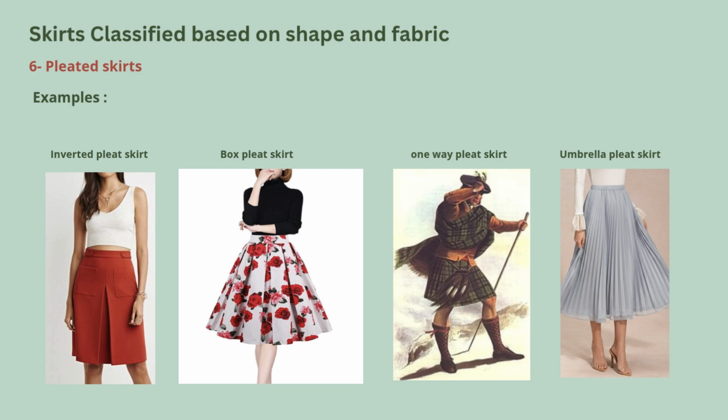As you see, there are pleats on this skirt, and the fabric which is used for making this skirt is called tartan. The last pleated skirt we see here is the umbrella pleated skirt, and the reason it's called that is that the bottom edge of it resembles the edges of an umbrella.